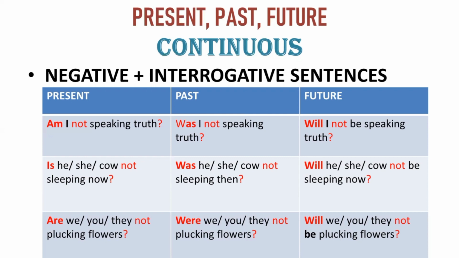In past, it becomes, was I not speaking truth? And in future, it will be like this, will I not be speaking truth? Similar will be done with other sentences, like we have, are we not plucking flowers? In past, were we not plucking flowers then? And then third one, will we not be plucking flowers? This is how you construct sentences in continuous tense, that is positive, negative, interrogative, and negative plus interrogative.